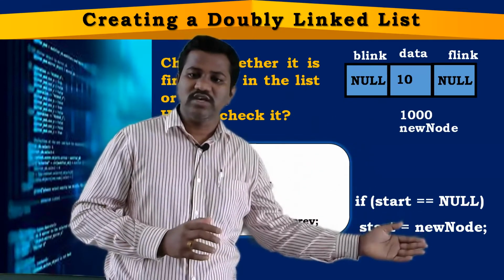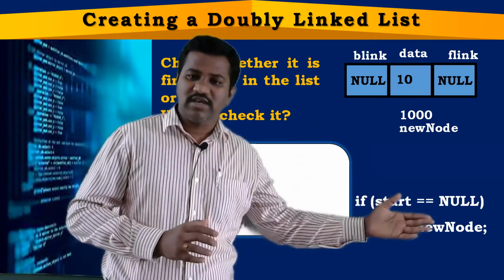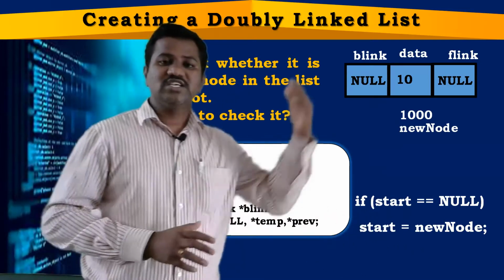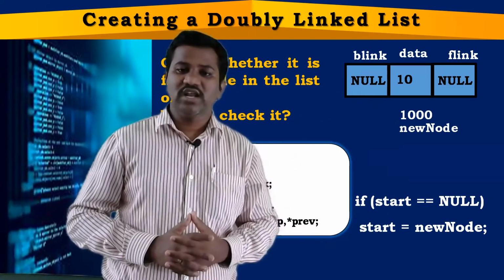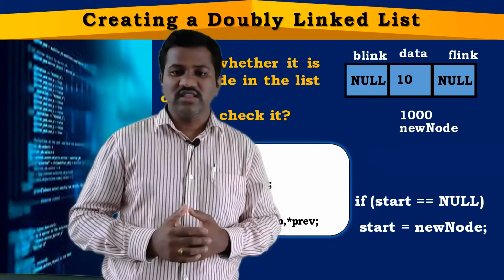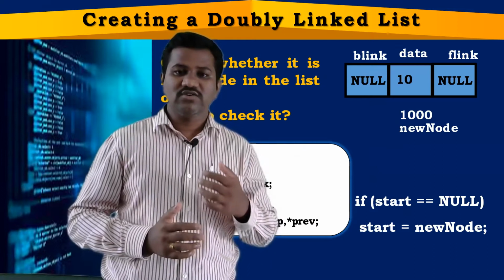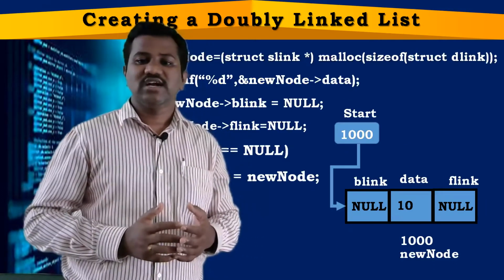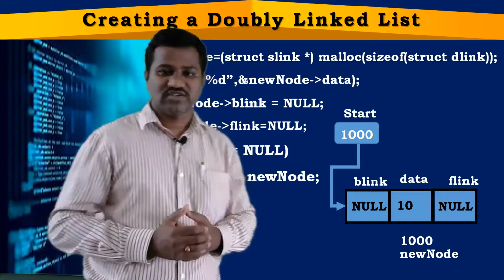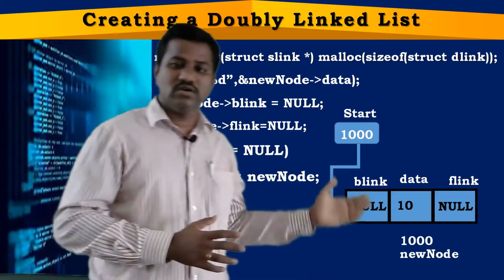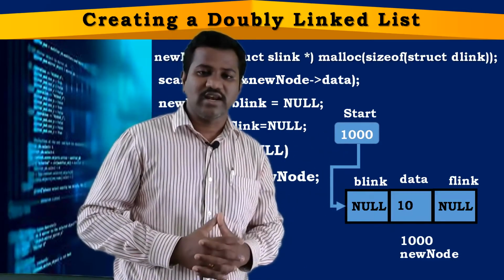So what I'm doing is, if start contains null, I store this new node's address in start. So your start is pointing to the newly created node, and that will be the first node in the list. Your start is pointing to the first node in the list. This is how the instructions are going to be executed, and this is how the list is going to be created in a double linked list.